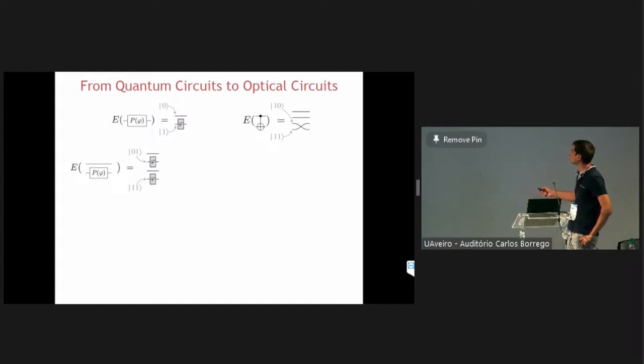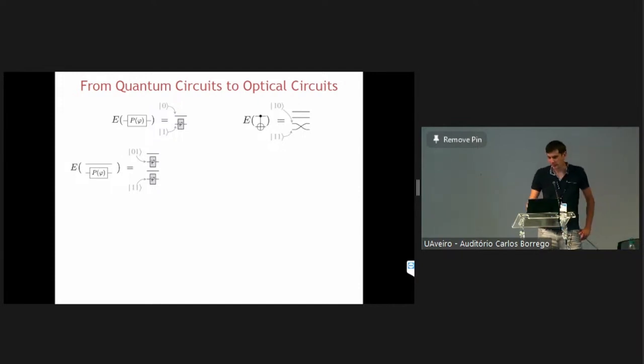For the CNOT, I have a 4x4 matrix, so four wires for the optical circuit, and CNOT is exchanging these two basis states. I can continue with this example. So here, identity tensor the phase gate. Well, we apply the phase on the states |01> and |11>, so this is this optical circuit.